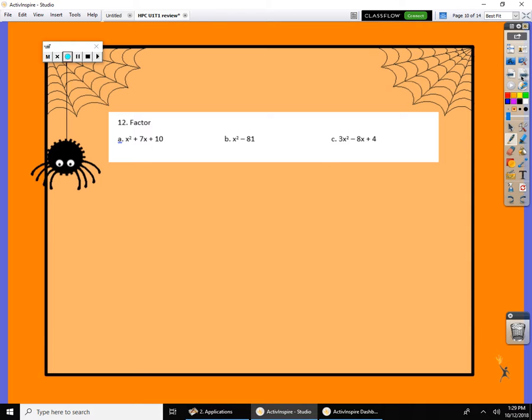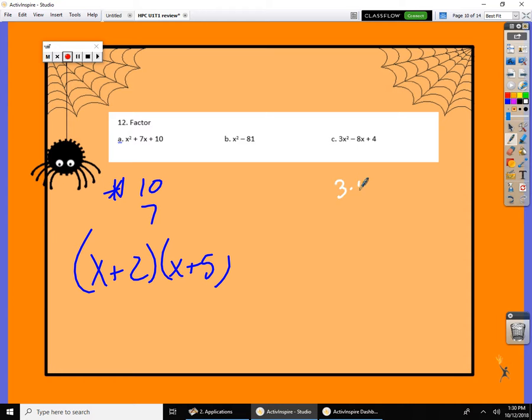We're here. The easiest one is this. Give me 2 numbers that multiply to 10 and add up to 7. Oh, x plus 2, x plus 5. Great. The next easy one is this one, because I'm going to do the same thing. So, 3 times 4, 12. So it needs to multiply to 12 and add up to negative 8. What are 2 numbers that multiply to 12 and add up to negative 8? Oh, that was not nice. 6 and 2. X minus 6, x minus 2. Am I done? Why not?